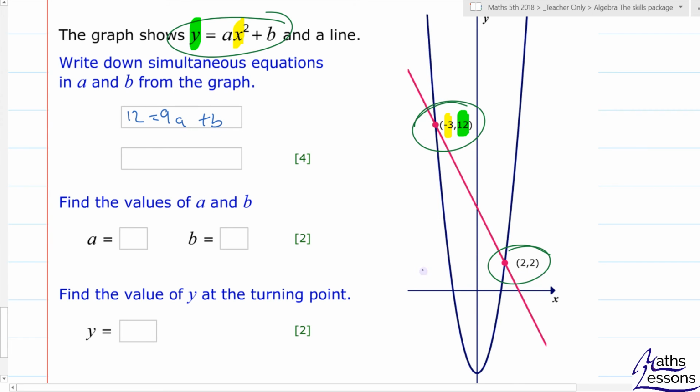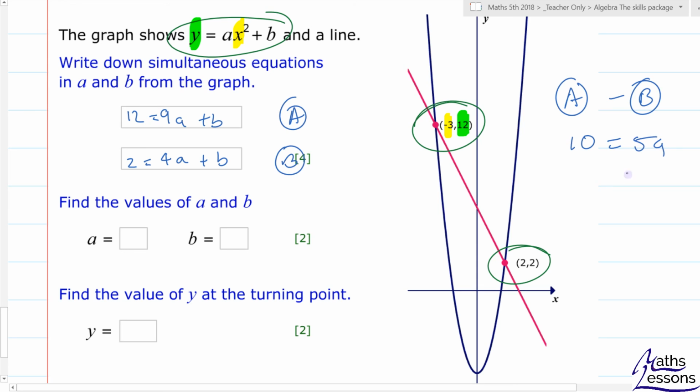And the other one we put 2 and 2 in. So 2 equals, and 2 squared is 4, so that's 4a plus b. And if we subtract equation b from equation a, that will cancel out the b's because they're exactly the same. And 9a minus 4a is 5a, and 12 minus 2 is 10. So therefore 2 will equal a.